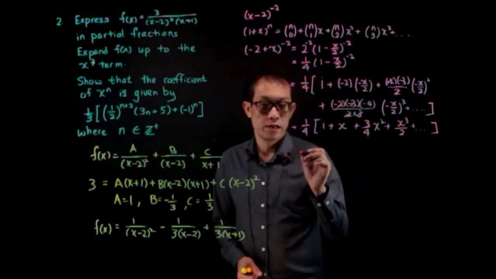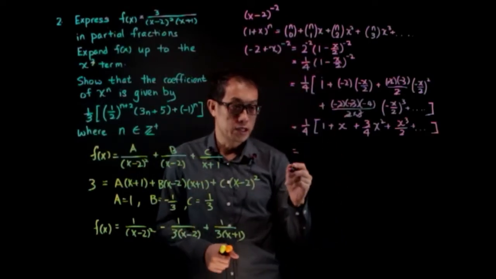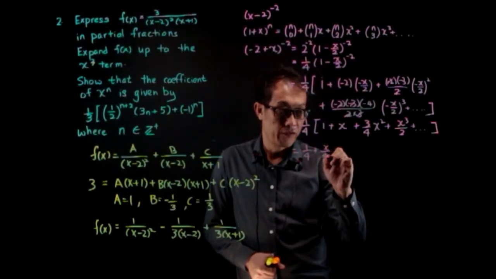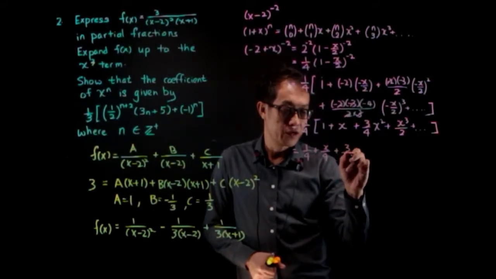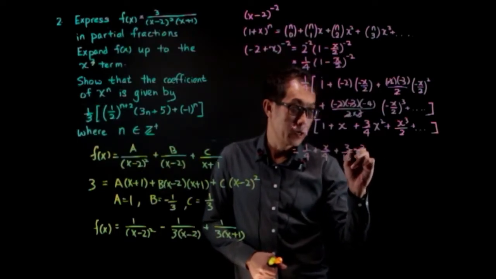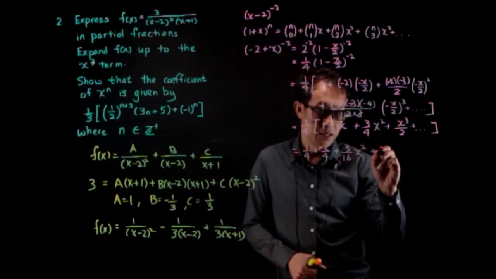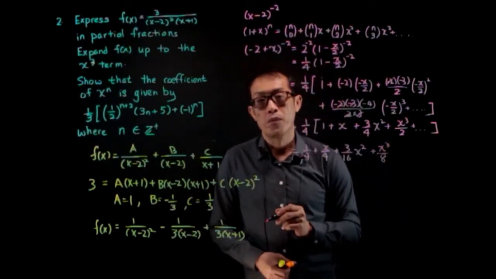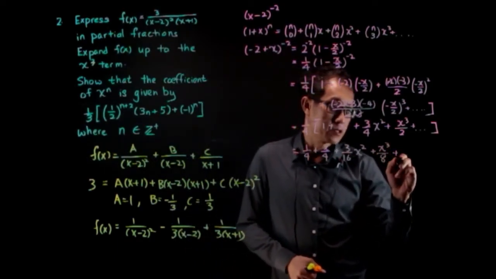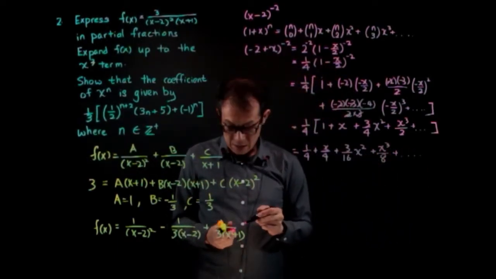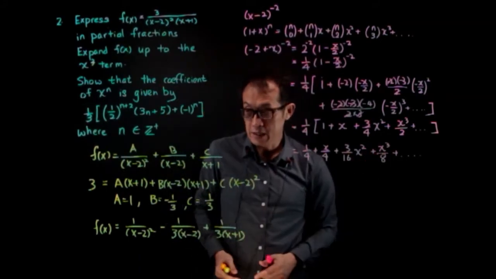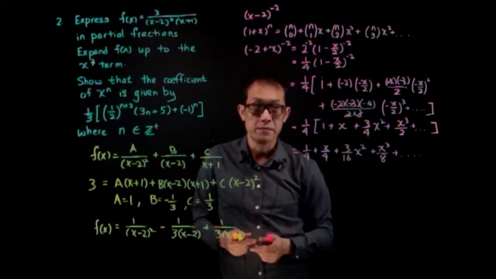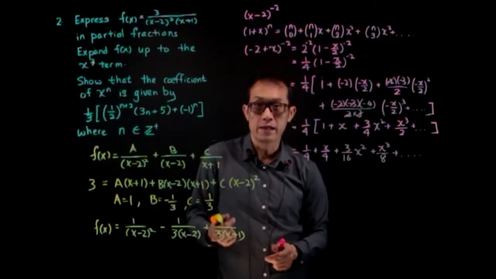Close bracket. Then now you multiply the 1/4 inside, so you get 1/4 plus x over 4 plus 3 over 16 x squared plus x cubed over 8, plus ... Okay, I have finished expanding the first term. Let's now move on to expand the second and third terms. But before that, let me erase this part.